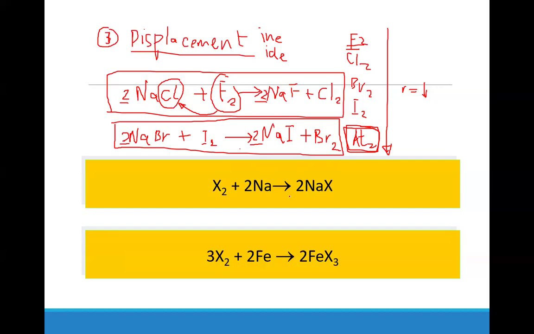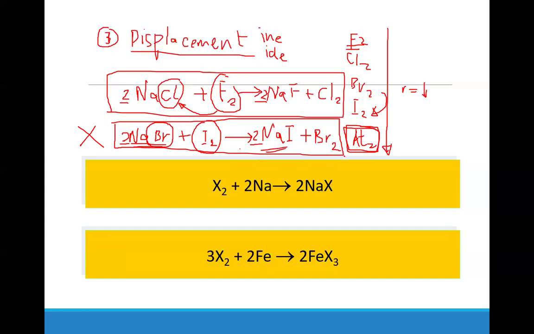Bromine. In the periodic table, bromine comes above iodine, so will bromine be replaced by iodine? No, bromine will not be replaced. Now look, sodium bromide is already a compound of bromine. This reaction will not occur at all. The reason is that iodine is less reactive than bromine, right? It's below bromine in the periodic table in group 7. So iodine will not be able to replace the bromide ion and form sodium iodide. So this reaction will not occur, right?